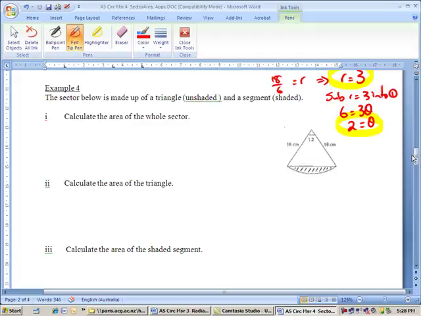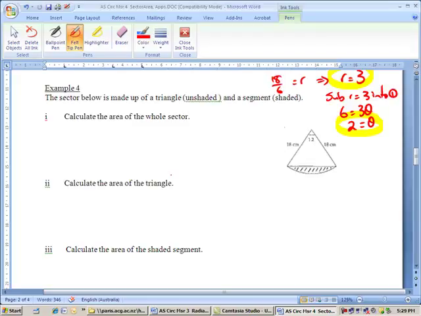Okay, here we've got a triangle, which is unshaded, and a segment, which is shaded. And that's what makes up a sector. In a Cambridge question, what you would probably get is not parts 1 and 2, but you'd probably just get: calculate the area of the shaded segment. So we're going to take you through the bits that you use along the way, but just remember that these building block parts are parts that you would have to work out the technique for.